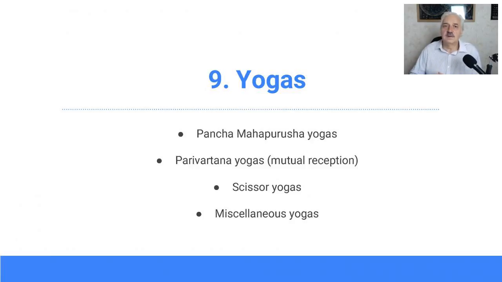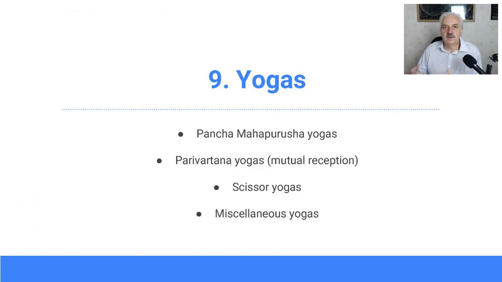They're quite simple. If a planet is in the sign of its exaltation and at the same time in a Kendra house, in an angular house, that's a Pancha Mahapurusha yoga, because there are 5 planets, disregarding Rahu and Ketu, disregarding the Sun and the Moon. There are only 5: Mars, Venus, Saturn, Jupiter, what I forgot, Mercury, of course.